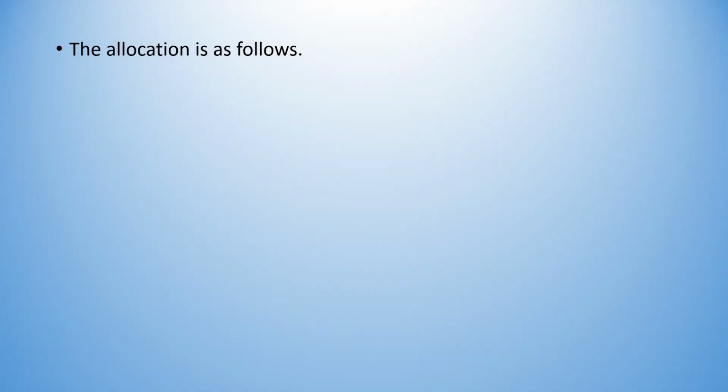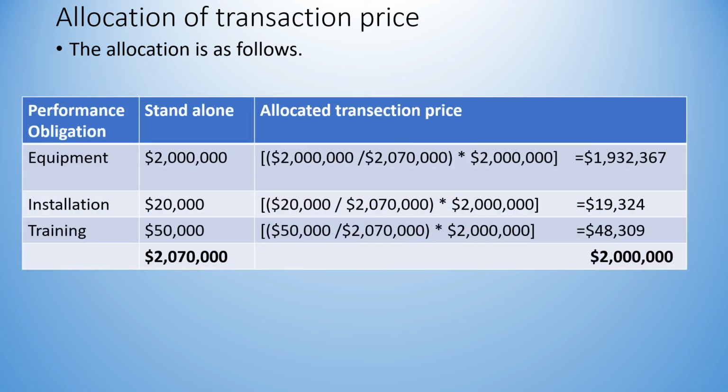The allocation should be done as follows. We are going to take the total of the standalone price and take the proportion of each performance obligation based on the total standalone price. Then we are going to multiply it with the contracted price. Accordingly, the equipment allocated transaction price is 1,932,367. Installation is 19,324. For training, it is 48,309.